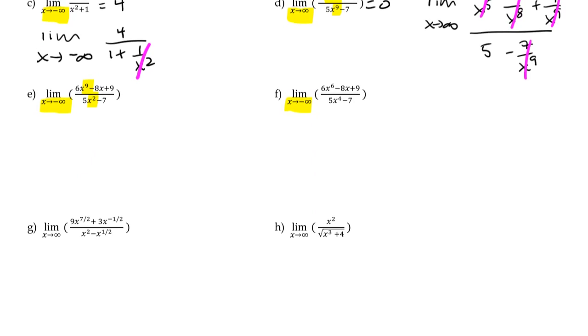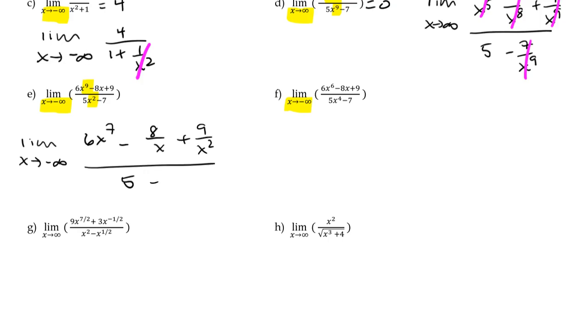Okay, so on this one, we're going to divide by the largest power in the bottom. So we're going to get the limit as x goes to negative infinity. We're dividing everything by x squared. So we're going to get 6x to the 7th minus 8 over x plus 9 over x squared, all over 5 minus 7 over x squared. Because x is getting huge, anything with 9 over x squared is gone, 8 over x, because a number over a huge number is irrelevant. Now look what we have. So we're left with these pieces right here.